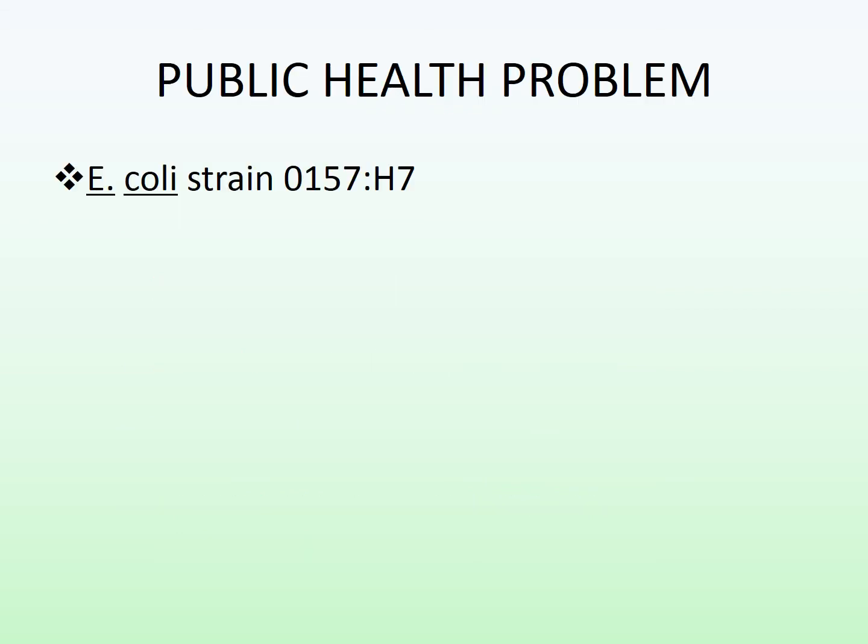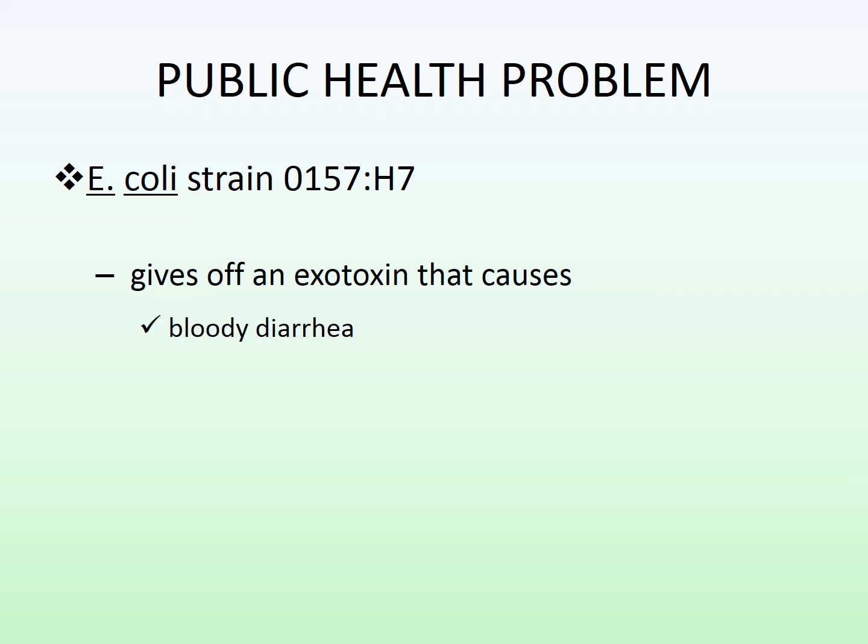Several years ago, E. coli strain 0157:H7 was found, and it was found that it gives off an exotoxin, and this exotoxin is harmful to humans. It results in bloody diarrhea. In severe cases, it can result in kidney failure, and it could possibly kill somebody.